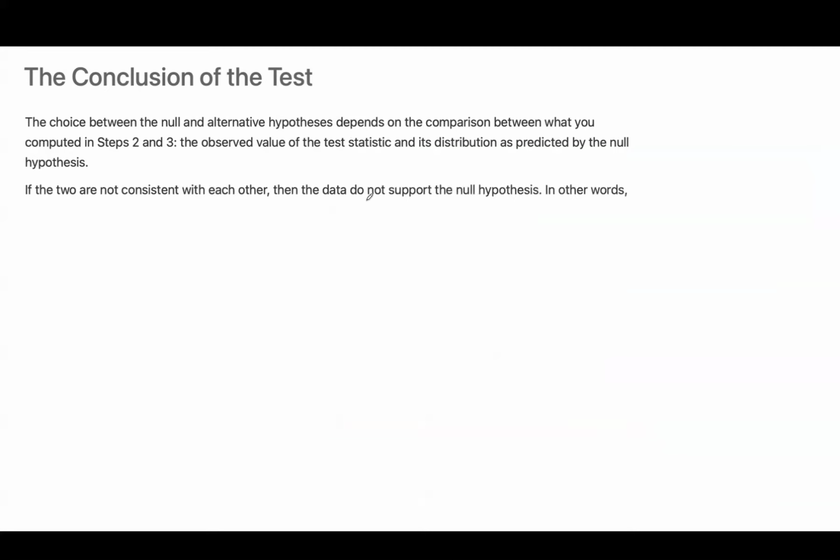The conclusion of the test. The choice between the null and alternative hypotheses depends on the comparison between what you computed in step 2 and 3: the observed value of the test statistic and its distribution as predicted by the null hypothesis. If the two are not consistent with each other, then the data don't support the null hypothesis. In other words, the alternative hypothesis is better supported by the data. We say that the test rejects the null hypothesis.